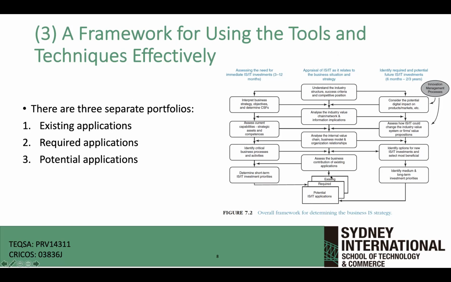what my existing applications are. What am I currently using in my business today? When I start thinking about assessing the need for immediate IS and IT investment, 3 to 12 months, potentially operational needs, for example, that tells me what the required applications are that I need to be investing in.